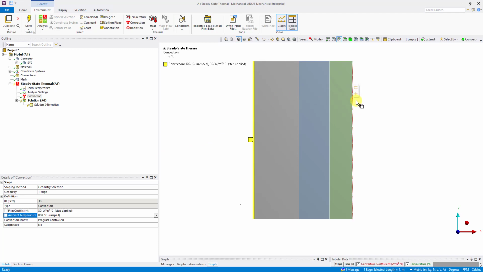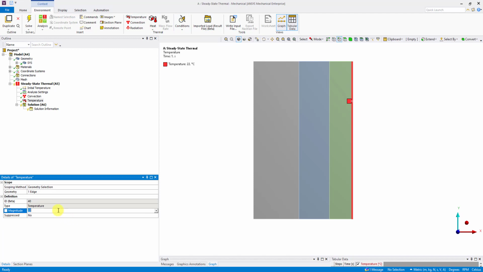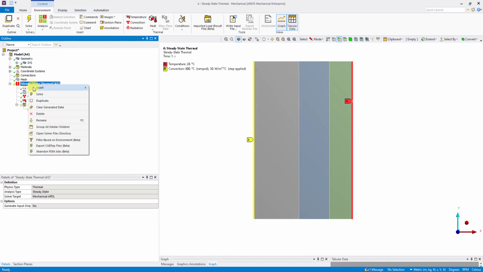On this extreme right side we have a fixed temperature of 20 degrees Celsius, right? So these are the two properties. On left hand side we have convection, on right hand side we have fixed temperature of 20 degrees Celsius. Let's solve this.